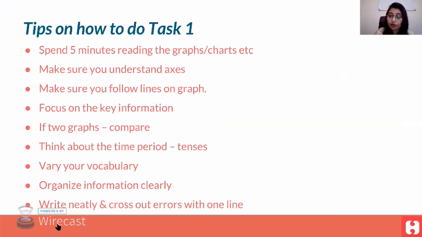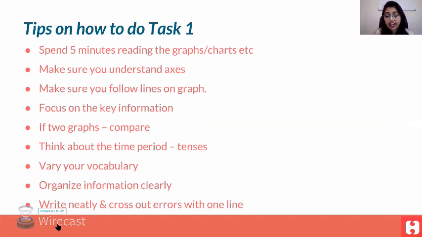Focus on the key information. The key information that is given, maybe the graph deals with years, and the vehicles that you are using to travel. So you need to be very sure what kind of information is provided on which axis. Focus on the key information. If two graphs are there, compare. Think about the time period and the tenses. Vary your vocabulary. Organize your information clearly.